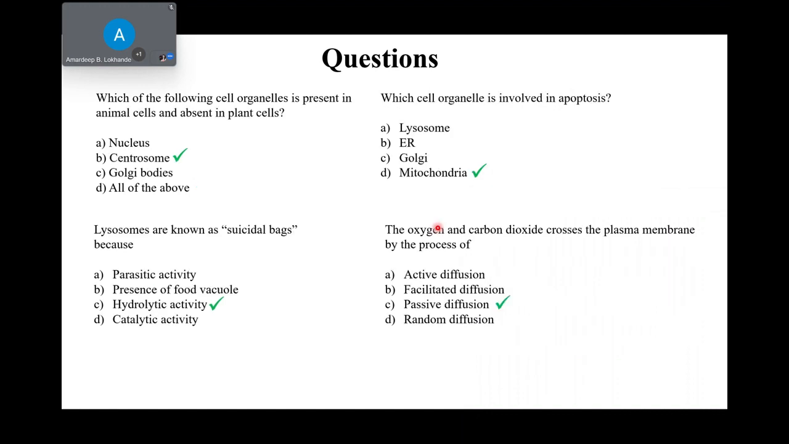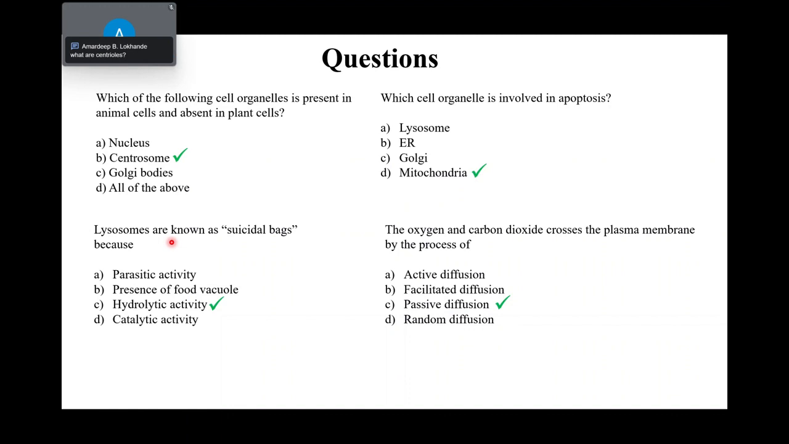So the first one is connected to centrioles, and we had seen that centriole is not present in the plant cell. So centrosome is the answer, which is present in animal cell but not in the plant cell. Apoptosis is generally mediated or carried out by mitochondria. Centrioles, you will see when we discuss mitosis and meiosis, are the ones that lead to the elongation and the movement of the DNA across the metaphase plate. So we'll come to this when we are discussing the cell cycle.